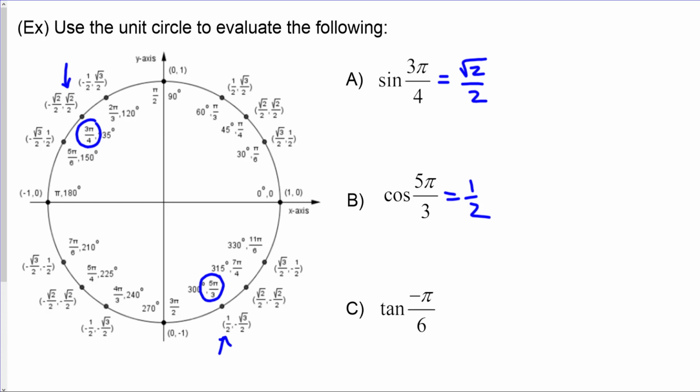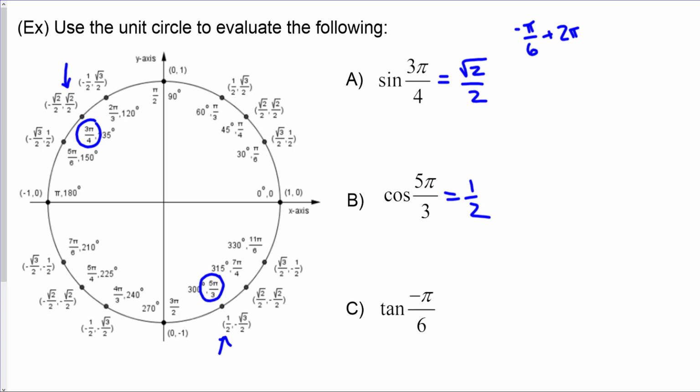So I don't have any way of coming up with a solution for negative pi over 6 because I don't have negative pi over 6 listed here. One thing I could do is try and come up with something that's coterminal. Remember, in degrees, what we would do is just add 360 degrees, which is one full rotation. In radians, we can add 2 pi, which is one full rotation, to find a coterminal angle.